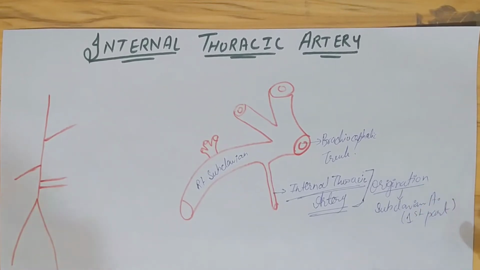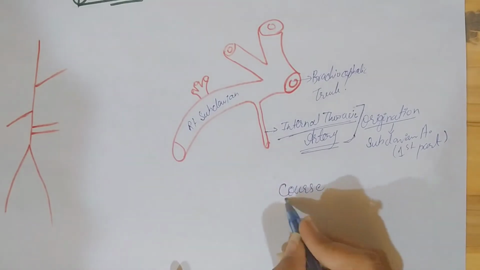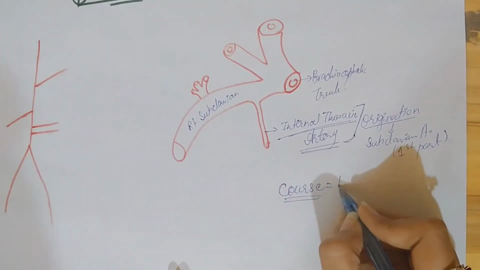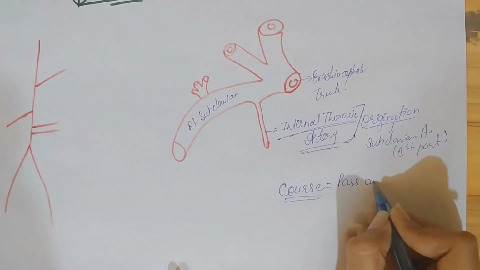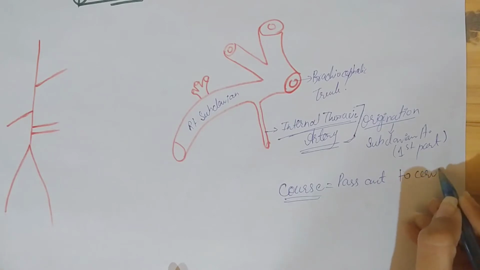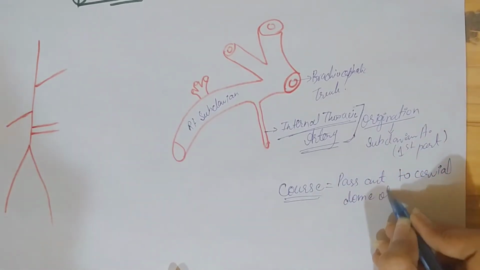Now coming upon its course. Let me just write the course here. So its course is something like that. First it would pass anteriorly to the cervical dome of pleura. What is the cervical dome of the pleura first? Let me tell you.